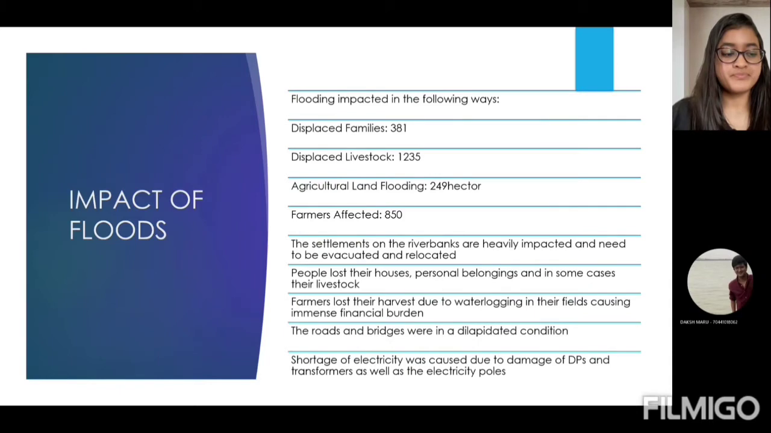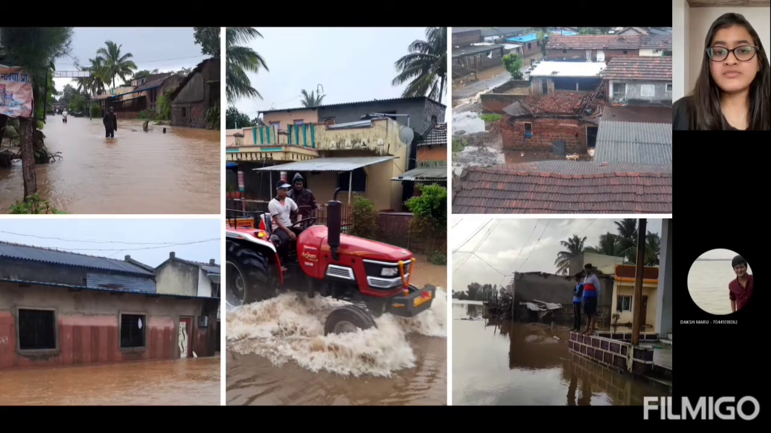Next slide, please. These are a few live images taken by the villagers themselves that show us the waterlogging in the area. Next slide, please.